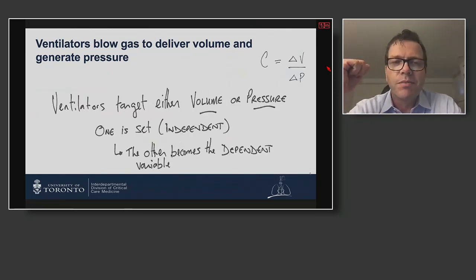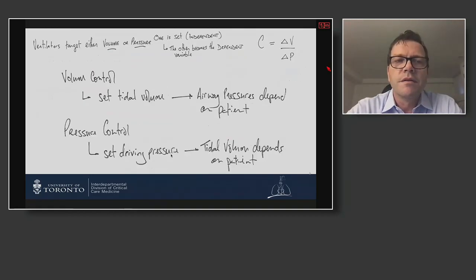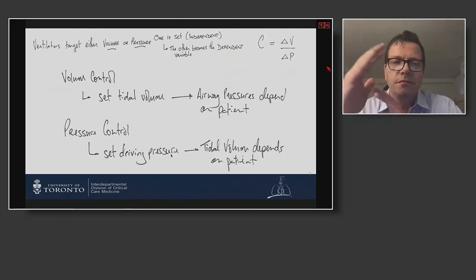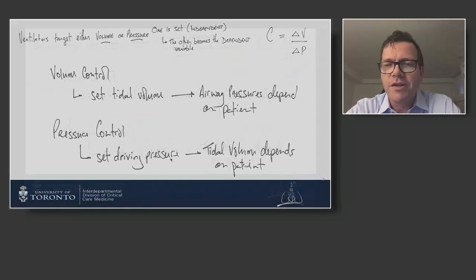Ventilators blow air, and they target either volume or pressure. The one that you set on the ventilator is the independent variable, and then the other one becomes the dependent variable. So for volume control, a common mode of ventilation for sick patients, we set the tidal volume, as the name implies, and then airway pressures depend on the patient and their mechanics.